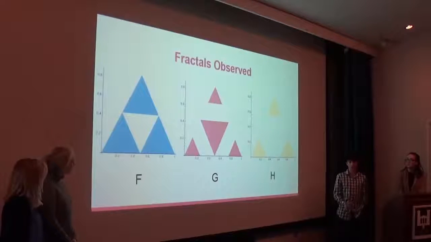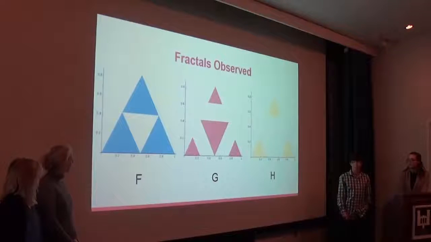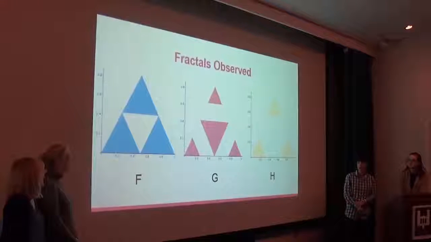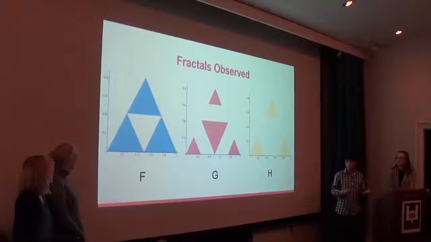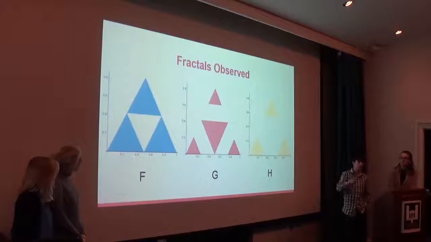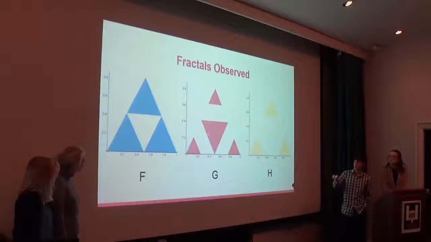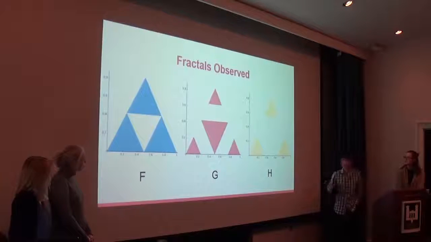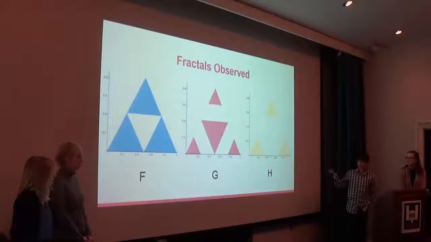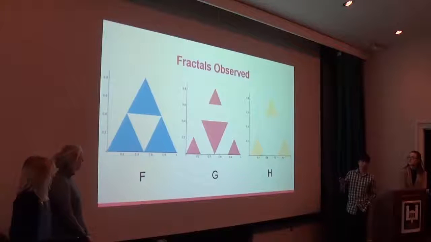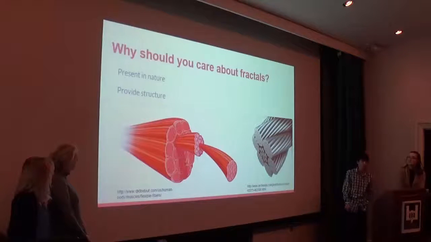So what we did to visualize these fractals is use the Sage Math Cloud, which is an interactive online IDE, so we can write Python code on this website through this program, and we were able to create these three different fractals. So we'll be talking about these throughout the presentation. So we have fractal F, which you recognize from the last slide as the Sierpinski triangle, fractal G right here with three triangles on the outside and an upside down triangle in the middle, and then fractal H on the right side of your screen, which is known as the Cantor triangle, which is just three smaller triangles in all of the corners.